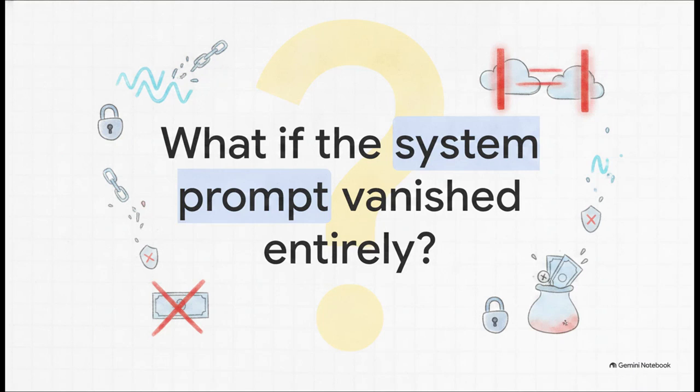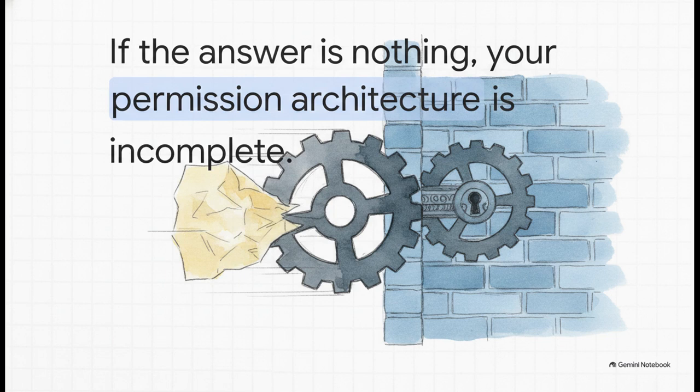Which leads us to my absolute favorite thought experiment for evaluating agent architecture. I call it the prompt removal test. It is the ultimate architectural crucible. Go ask your engineering team this tomorrow. If the system prompt vanished entirely, like if all of your carefully crafted instructions to be helpful and secure were completely wiped out by an injection attack, what would still prevent that agent from deleting data, sending the wrong message, issuing a massive refund, crossing tenant boundaries, exporting sensitive info, or calling an admin tool? If the answer to that question is nothing, if the prompt is quite literally the only thing standing between your agent and a totally destructive action, then I've got bad news. Your permission architecture is fundamentally incomplete.